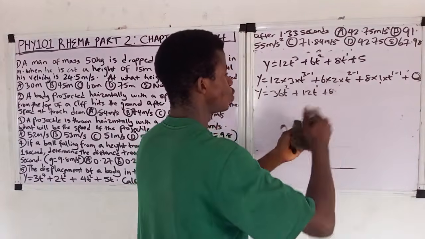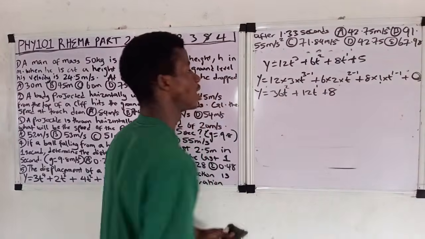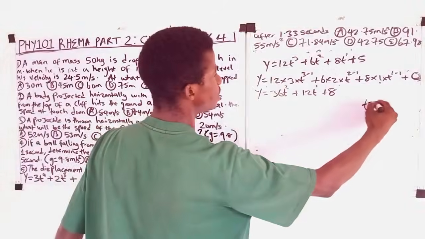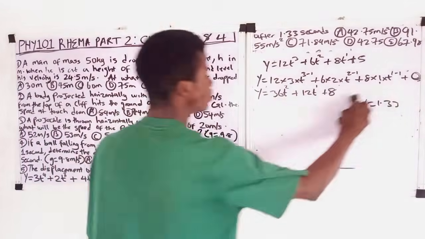So everything here will be 1, so times 1. So everything here will be 8. What I'm going to do next is very easy. What is the time? The question says t is 1.33, right? So wherever you see t, you put 1.33. So let's do it.